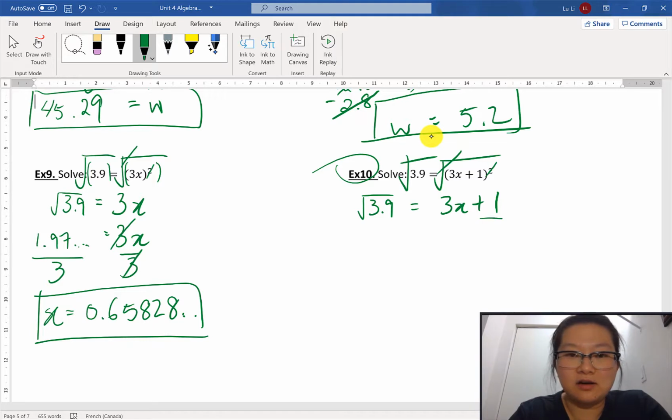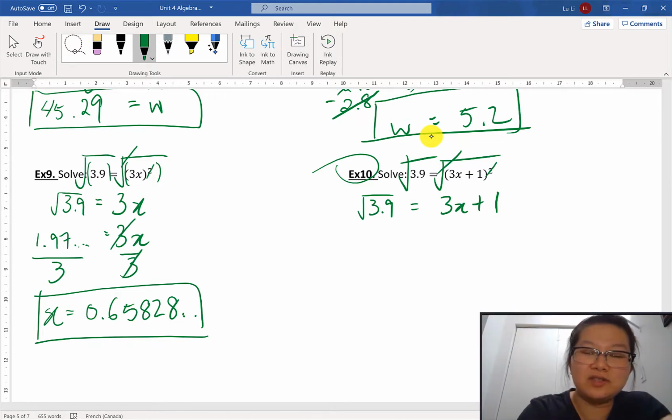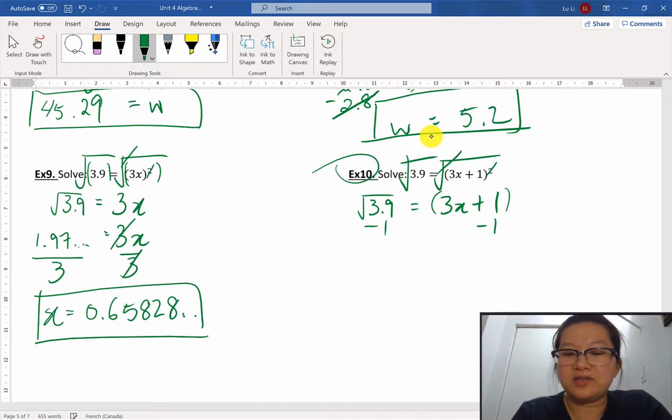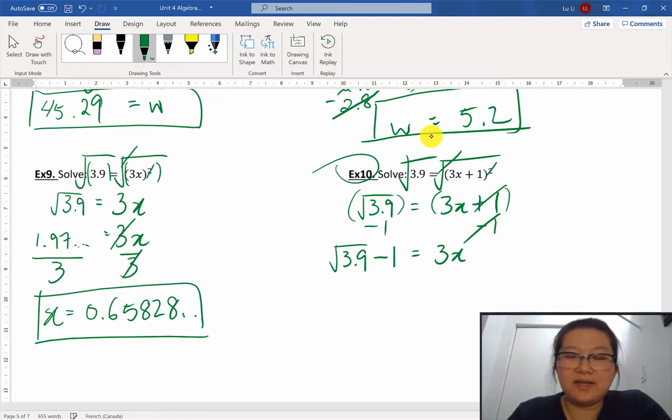This 1 is a term by itself that we need to move to the other side first. We're going to peel the outside, peel the other terms. Peel this term here, and subtracting 1 on both sides of the equation, I get square root of 3.9 minus 1 is equal to 3x. Okay. Now I kept the square root of 3.9 because I didn't want to write all those numbers out. If you want to, you could solve it now, or my preference is to do all the calculations on my calculator at the last step.